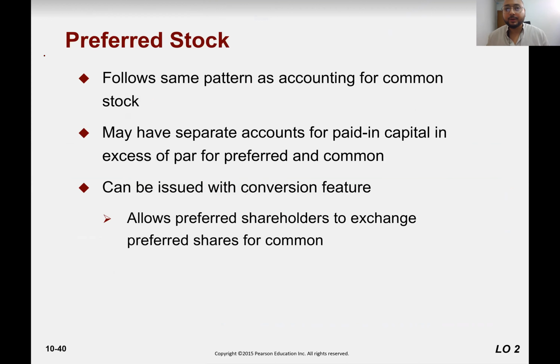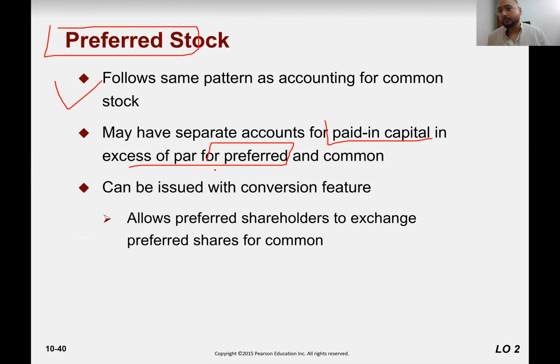Now, treatment of preferred stock. Preferred stock uses the same entry as common stock, but in this case we have a separate account for paid in capital in excess of par for preferred stock. If we are issuing preferred stock at a premium, then we credit paid in capital in excess of par for preferred stock. That's it. And it can be issued with a conversion feature.